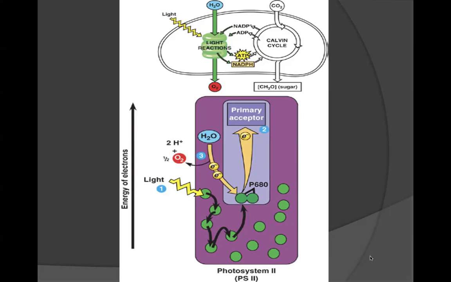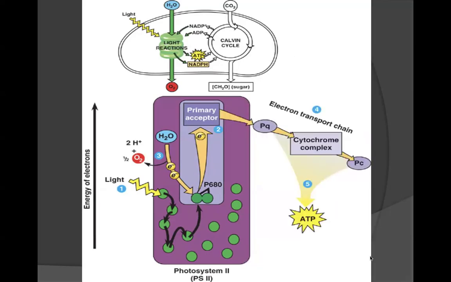Note that once we have the electrons leaving P680, there is an electron deficit. This needs to be replaced with new electrons. These new electrons come from the splitting of water. So here we see a water molecule being split. This will produce protons, and it will also produce oxygen as a byproduct.